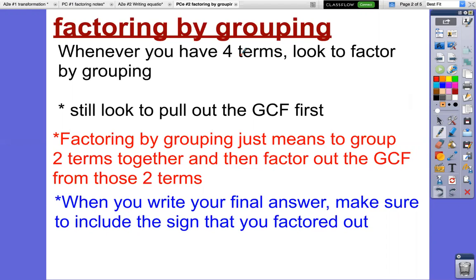If we ever have 4 terms, look to factor by grouping. Anytime that we are looking to factor, you always look to pull out the greatest common factor first. When I say factor by grouping, you are literally just grouping 2 terms together. You're pulling out the greatest common factor.